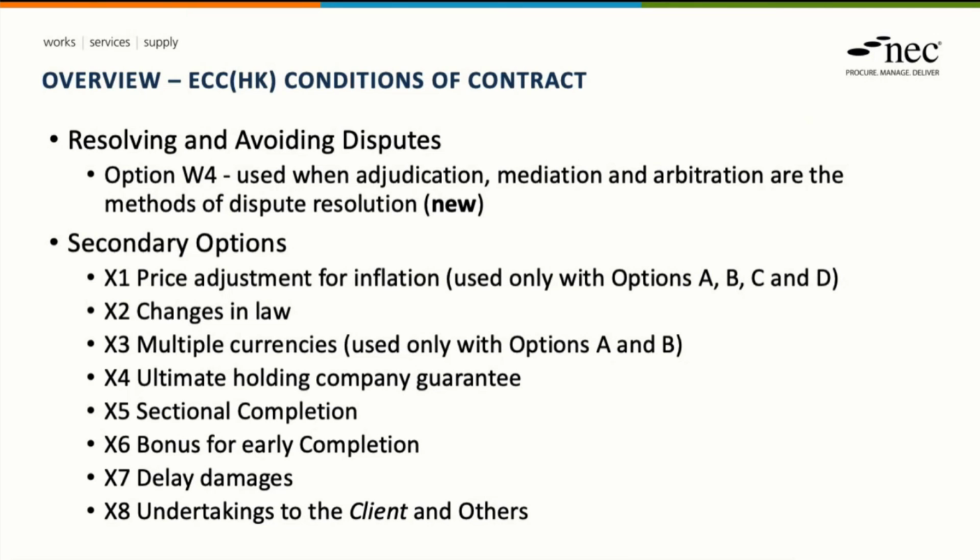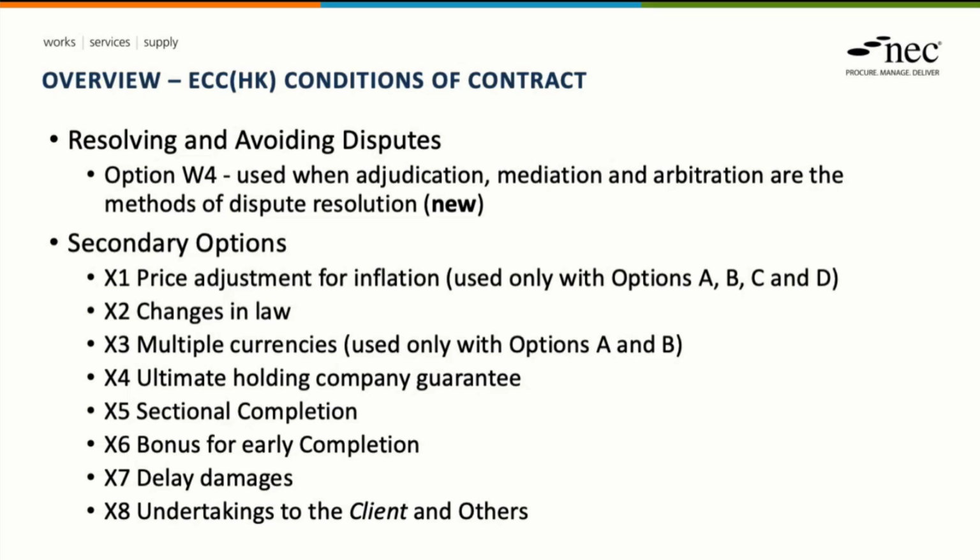There's been a few changes to the dispute and secondary option clauses, and we can see here in terms of dispute clauses we now have a new W4 option, and this is specific to Hong Kong and provides for dispute resolution along the lines of using adjudication, mediation and arbitration, and links in with the security of payment provisions. So the original three W clauses, options W1, 2 and 3, have been removed from this version of the ECC as they are not applicable to Hong Kong.